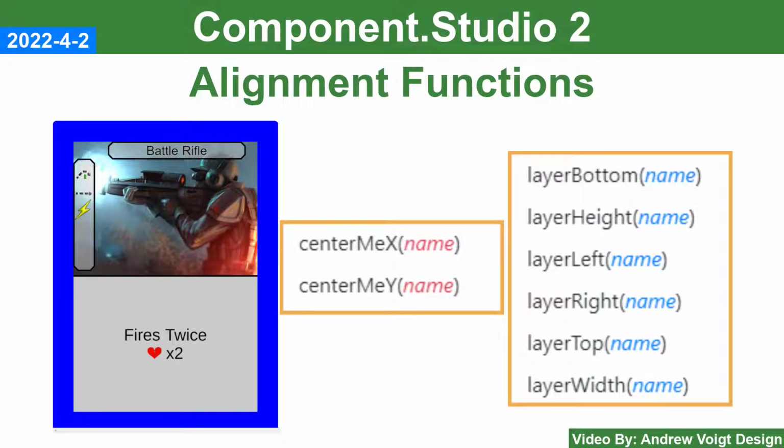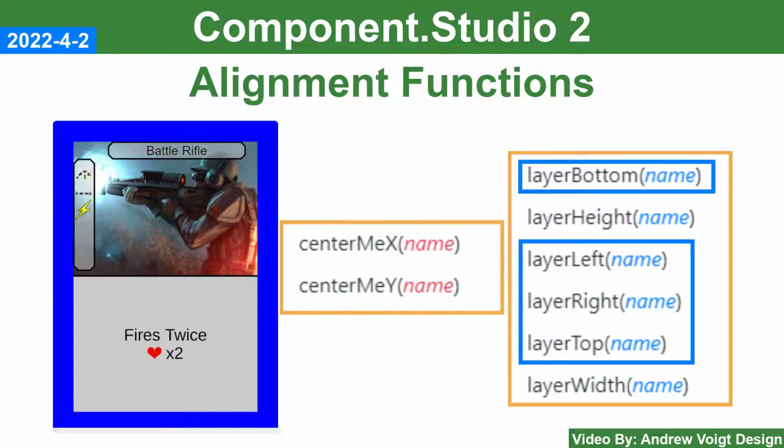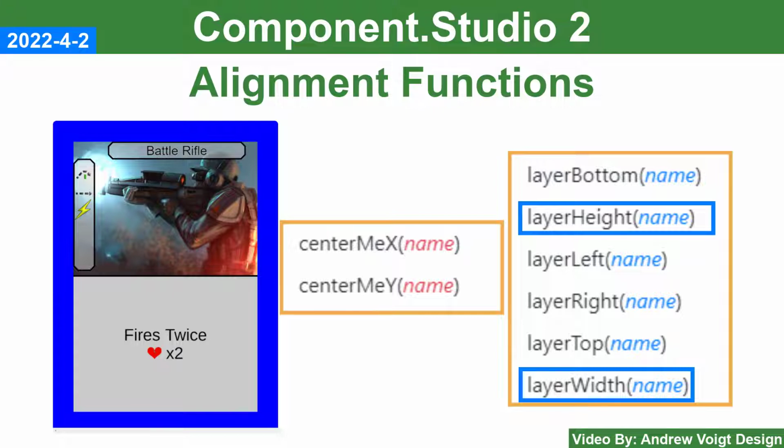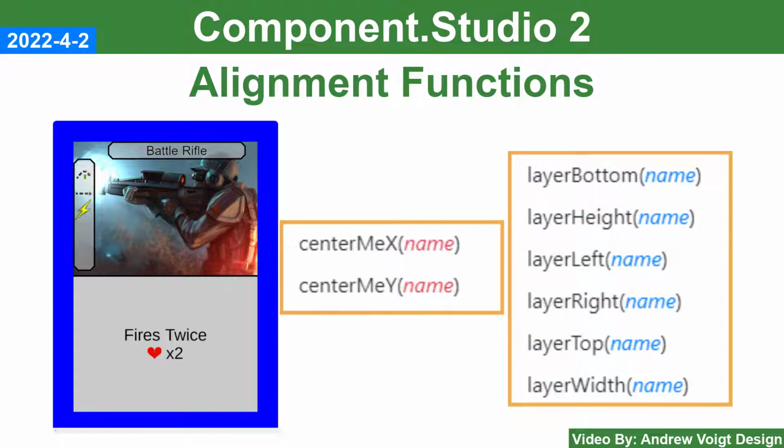We just examined 3 sets of functions to position layers relative to each other. You can use the centerMeX and centerMeY functions to center one layer onto another. Leverage the layer edge functions to align the edge of one asset with another. And finally, you can add layer height and width functions to keep layer sizes scaled relative to one another. Remember that each of these functions can be included with math equations in your templating language for more precise control.